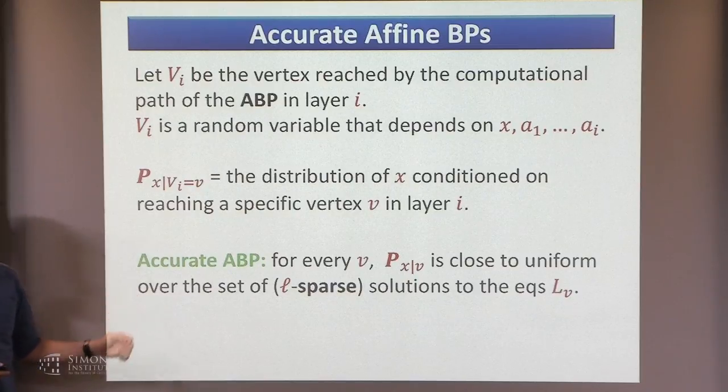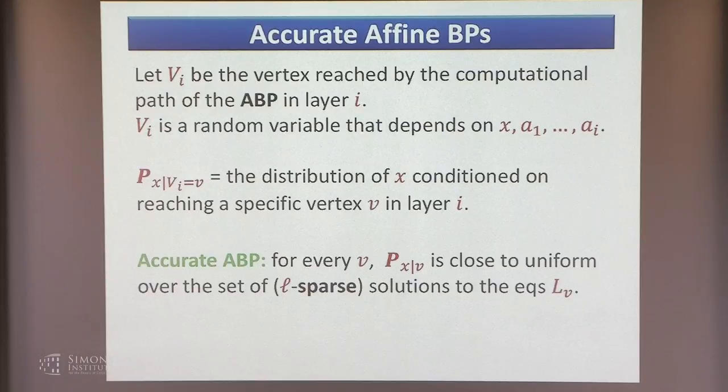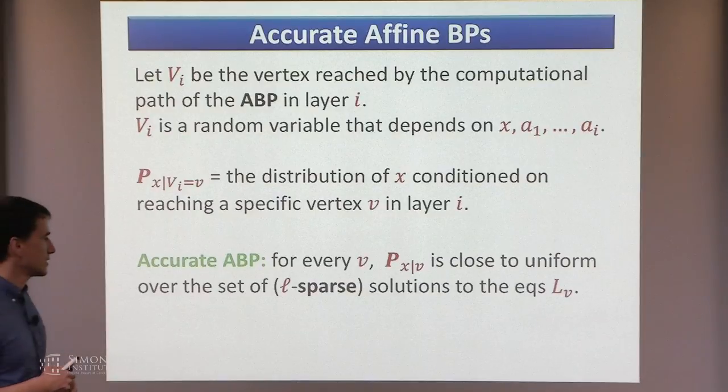So this really tells us that whatever we remembered about X is a set of linear equations. So this is a more restricted model of computation. It's not clear that you can convert a branching program to this model. This is actually the hard part in the proof. How do you measure distance? Statistical distance.